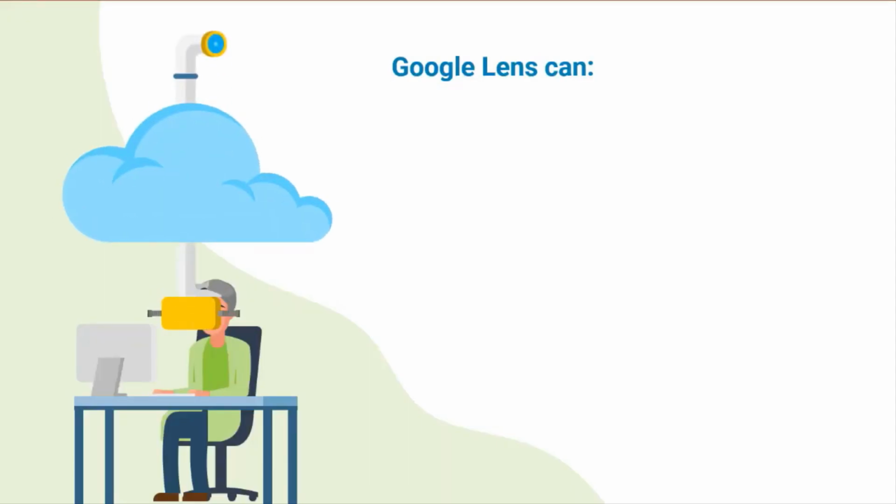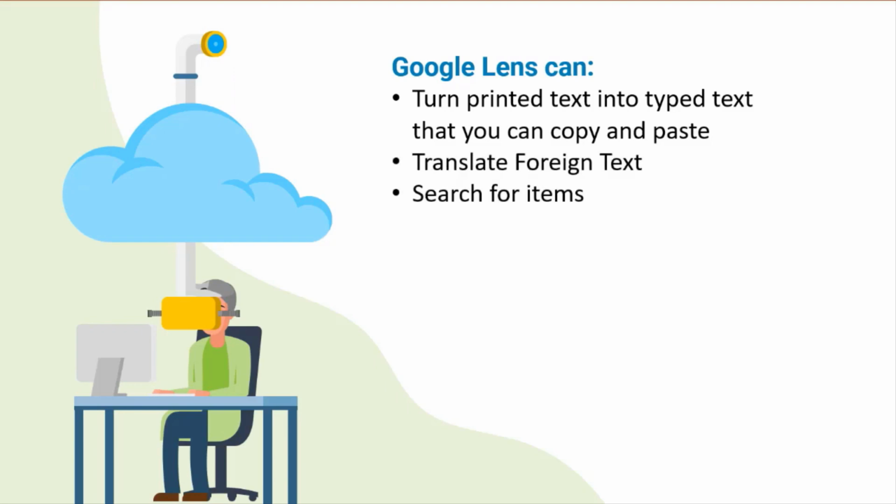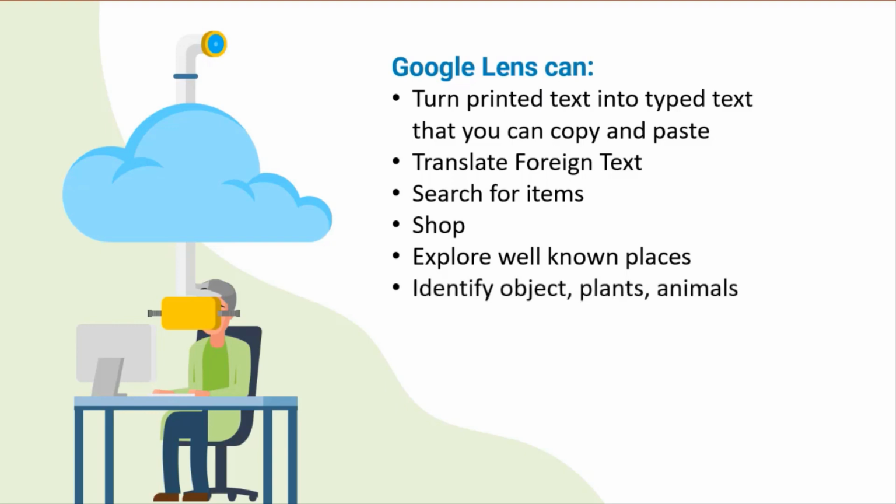So to recap, Google Lens can do an awful lot of things for you right out of the gate. It can turn printed text into typed text so that you can actually copy and paste it into other programs and apps. It can translate foreign text. It can search for items on the web. It can even do some shopping for you. And it will help you explore well-known locations and places, identify objects, and specifically plants, animals. It can even read to you and do your homework.